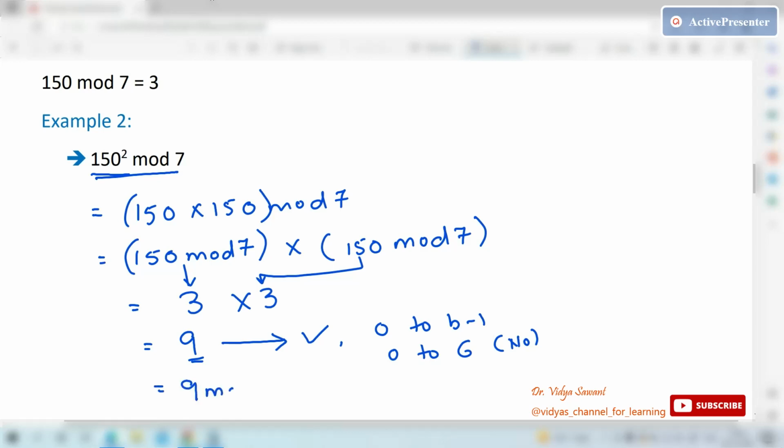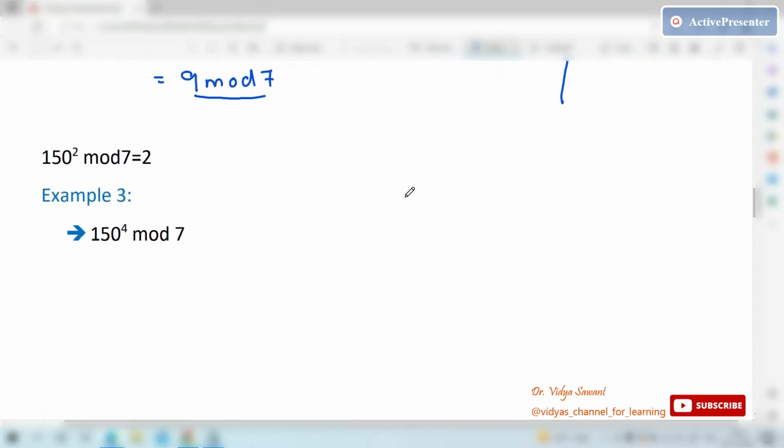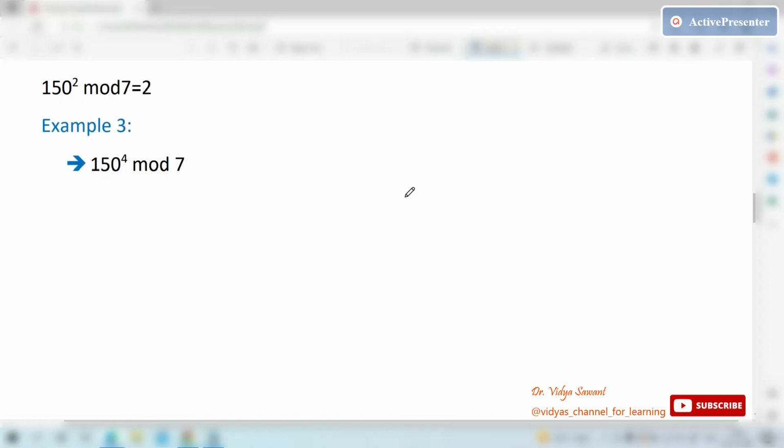I should again perform modulus over this. So 9 mod 7, because the answer is always between 0 to B minus 1. Now how do you do 9 mod 7? Take the number 9 divided by 7. So 7 into 1 is 7 and my remainder is 2. Therefore, my answer of 150 square mod 7 comes out to be 2. Let us see a higher exponentiation now.